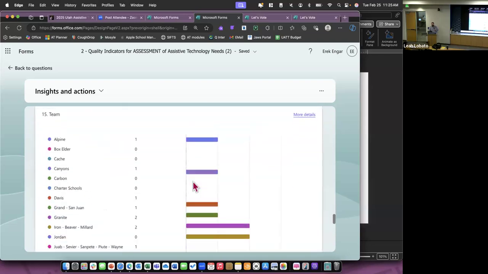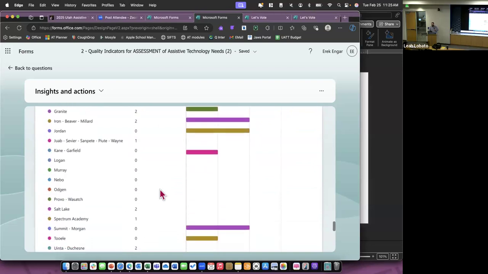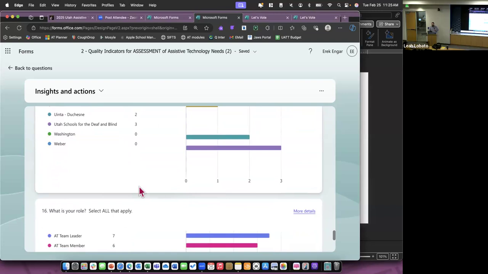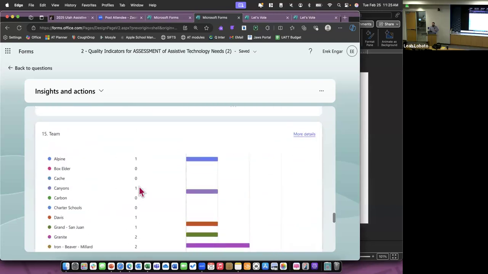Okay. See, oh, look, there's our people from all over. You can see all the people who came together. Okay.